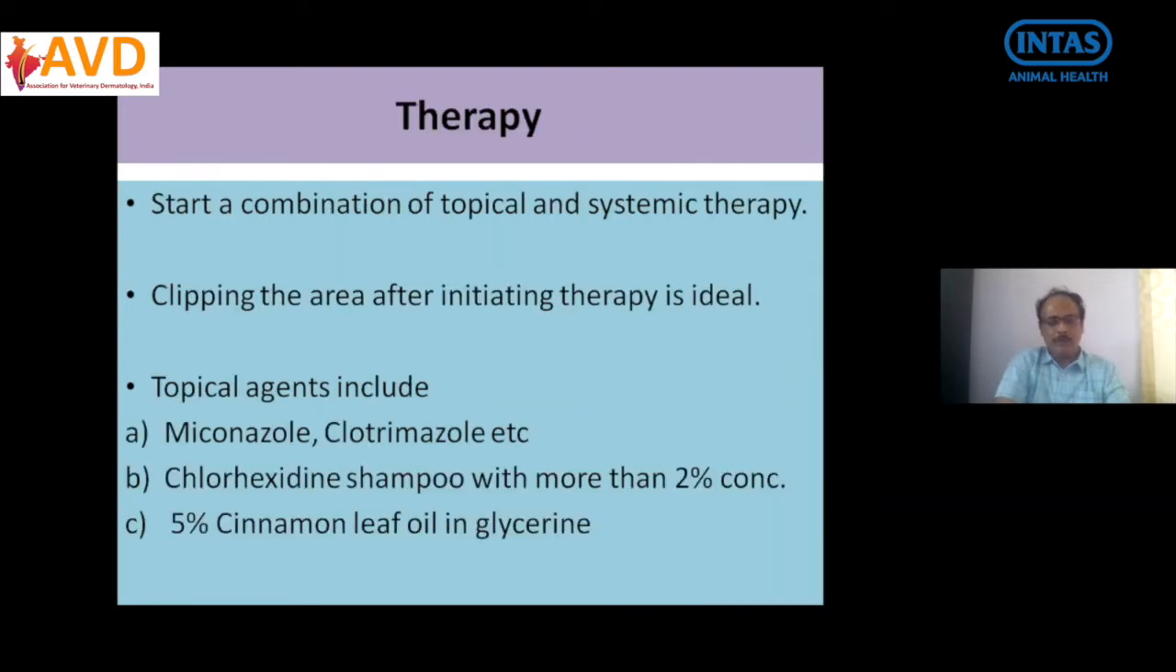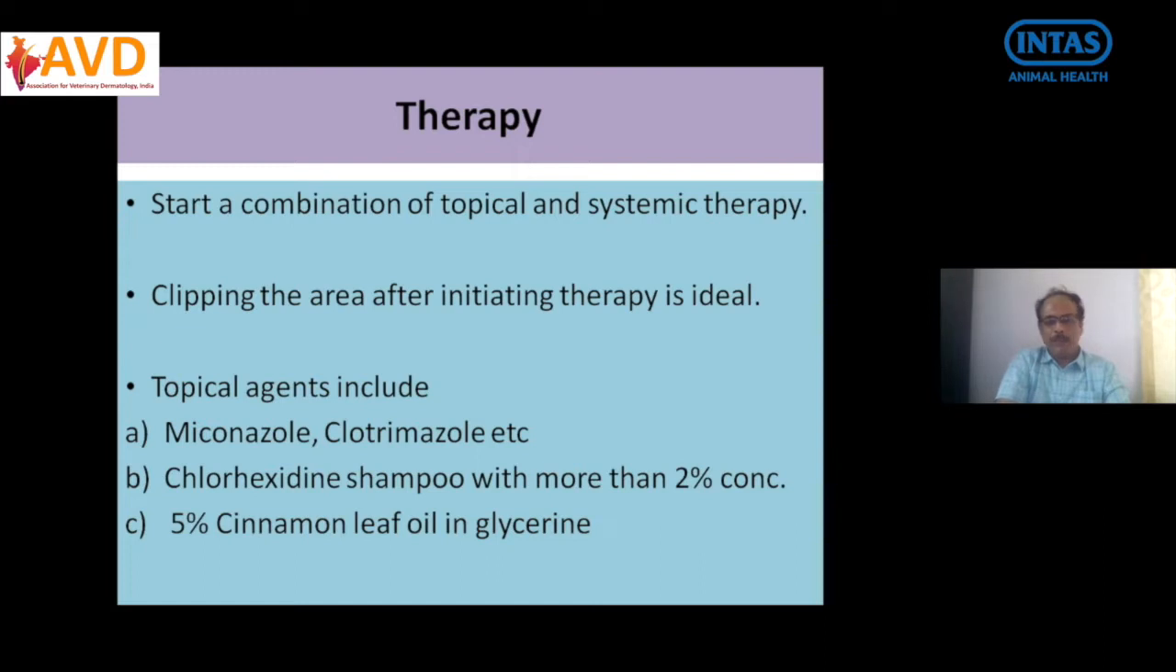Now, regarding the therapy, a combination of topical and systemic therapy is always ideal to treat dermatophytosis. Another small point you have to note is that clipping the hairs at the affected area or lesion should be initiated only after starting the therapy, because otherwise you will be spreading the lesion initially and then it will be difficult to treat. So initially you start the therapy and then clip the area.